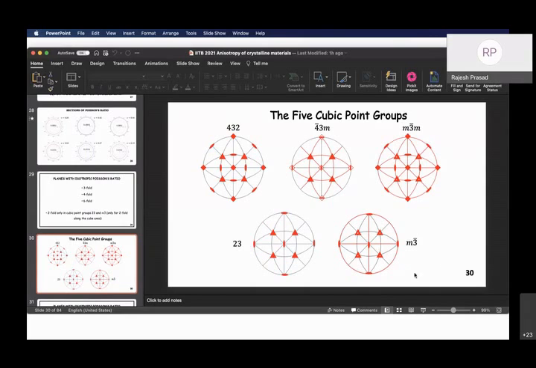Can you see my screen again? Yes. So in the 2-3 and m3bar, the two-folds are isotropic. That is the question: irrespective of what the C11, C12, C44 values are, they are not dependent on the value.